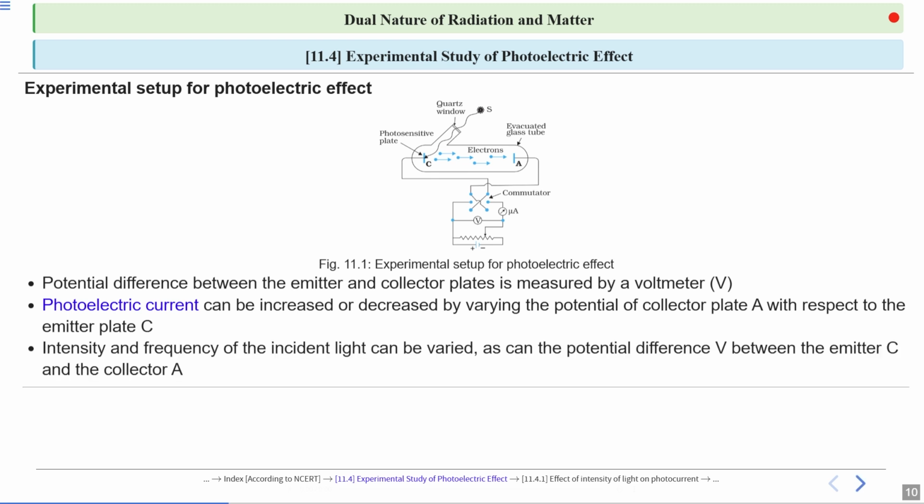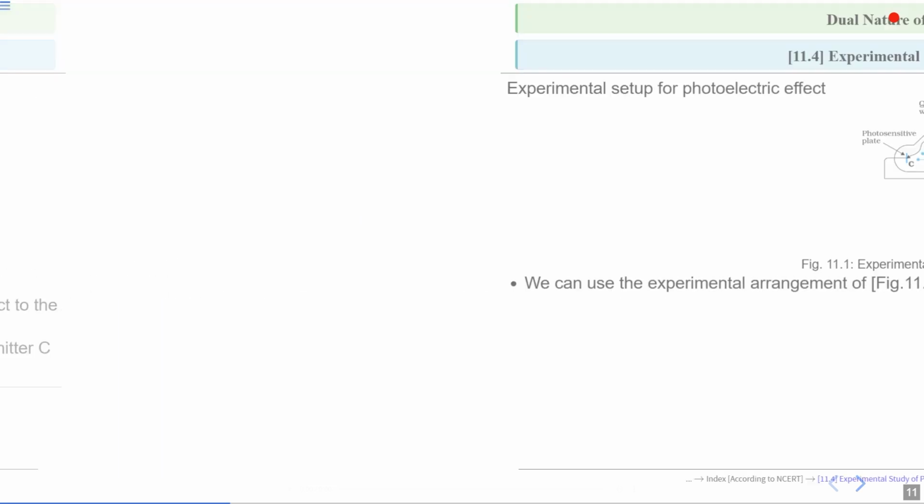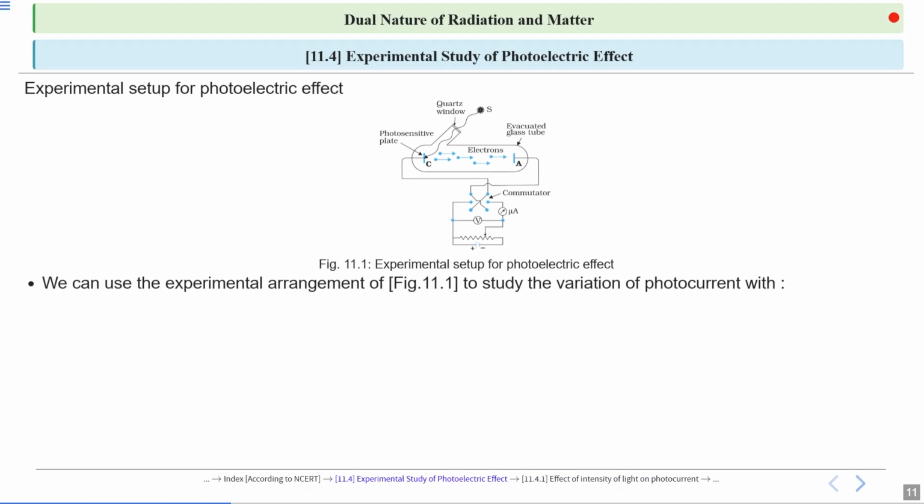So it's important to note that we can also vary the intensity and the frequency of the light shining on the emitter, as well as the voltage V between the plates. Changing the intensity means adjusting how bright the light is, while changing the frequency means using different energies of light. This adjustment helps us explore how different factors influence the emission of electrons and deepen our understanding of the photoelectric effect. So let's look at the experimental setup for the photoelectric effect.